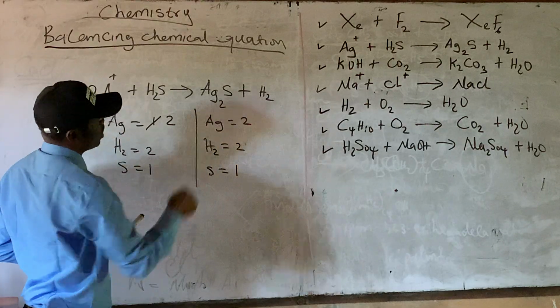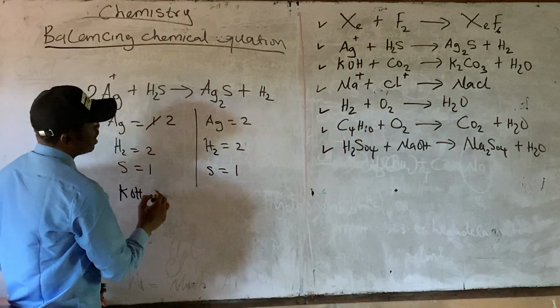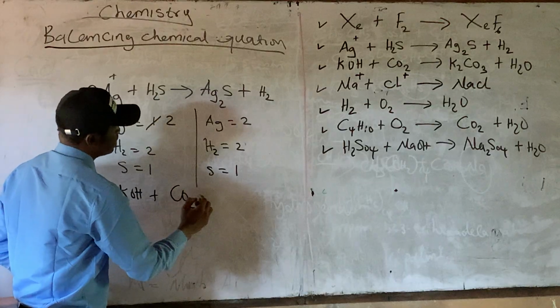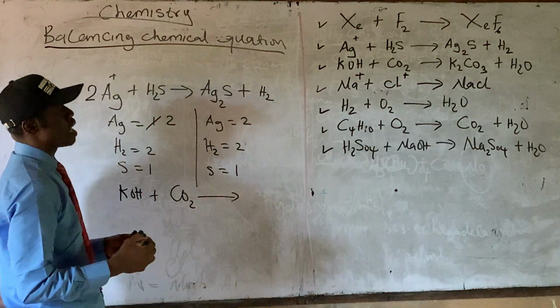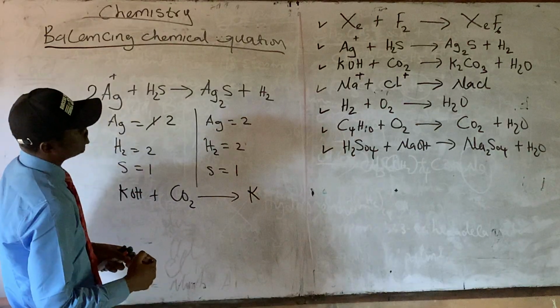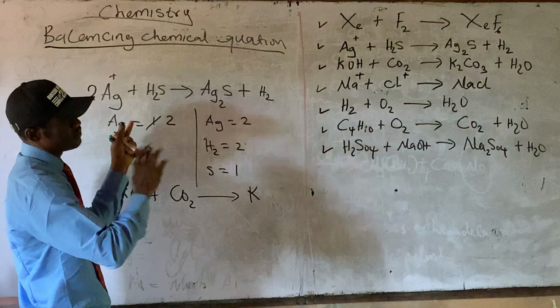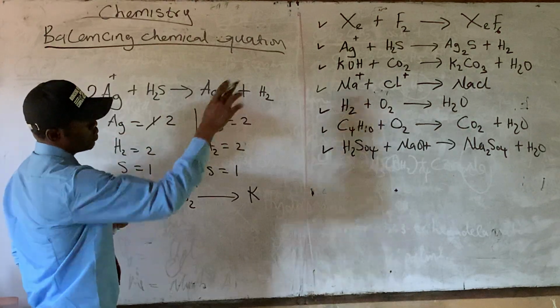Let's take that equation. Potassium hydroxide is reacting with carbon 4 oxide. When potassium hydroxide reacts with carbon 4 oxide, it's going to give me potassium trioxocarbonate. You can go and solve. That should be trioxocarbonate 6. Okay? No. Let's solve it.